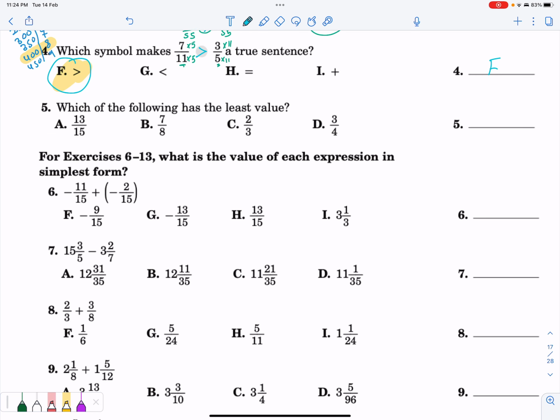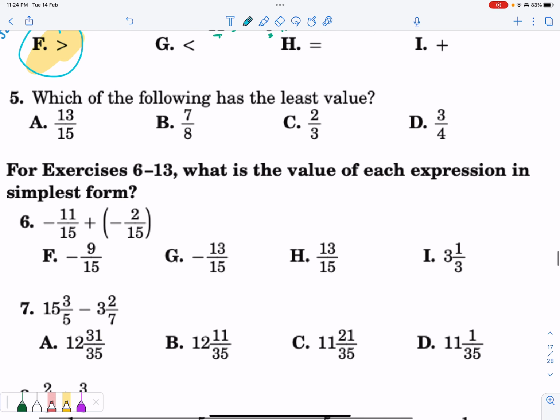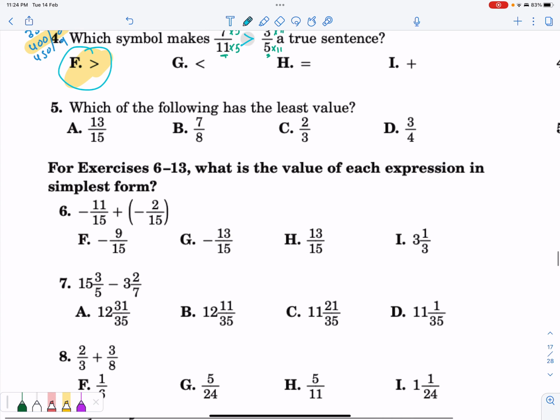Okay. Question 5. Which of the following has the least value? What is the least value? So we have 4 fractions. We want to tell which one of these is the least one. So you can make the denominators the same. You can try to, for example, draw, to choose which one of these fractions is the least. I guess you can just think of them and think which one of them makes more sense.